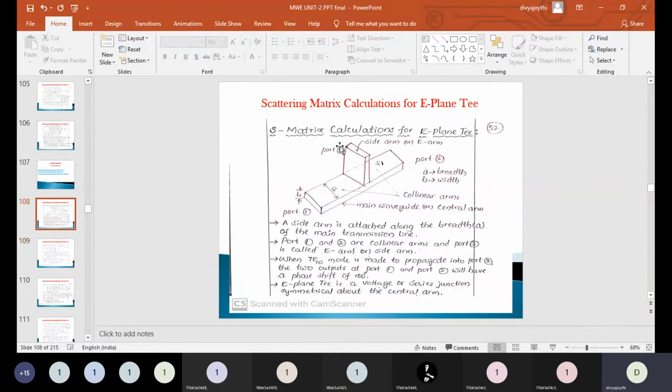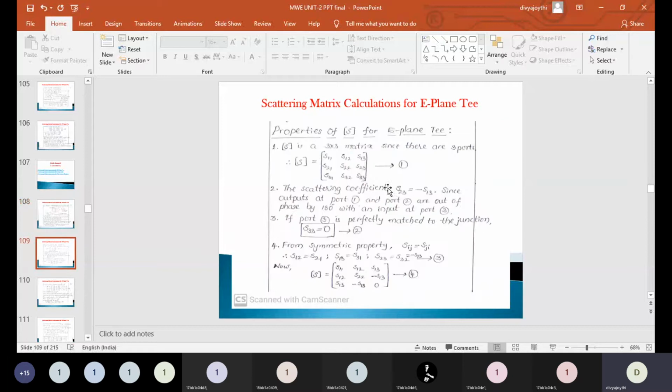Of course, as it is a 3-port network, here also we are going to have an S matrix of order 3 by 3. You can observe S11, S12, S13, S21, S22, S23, S31, S32, S33. And coming to the second property, what is that? S23 is equal to minus S13. This minus sign is not there for H plane because both the outputs are the same, so the minus won't be there.